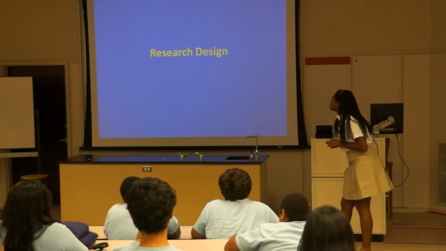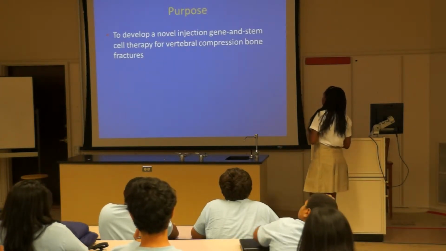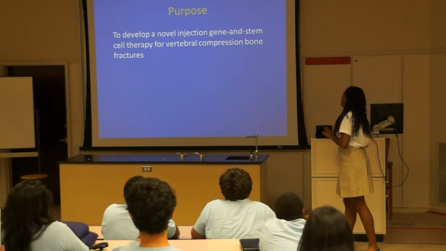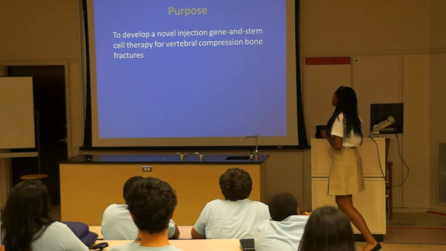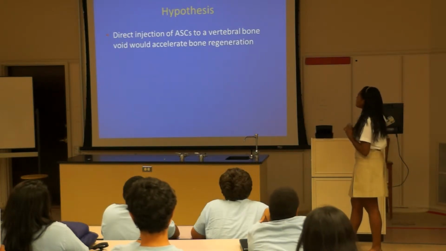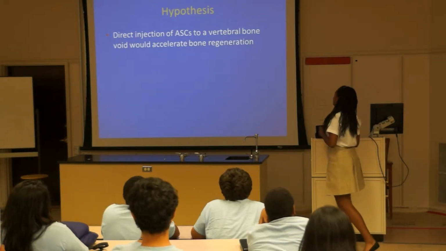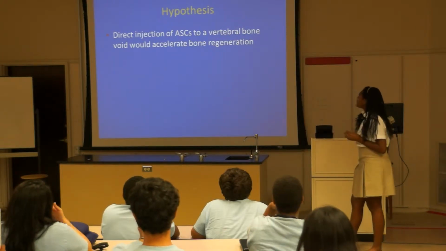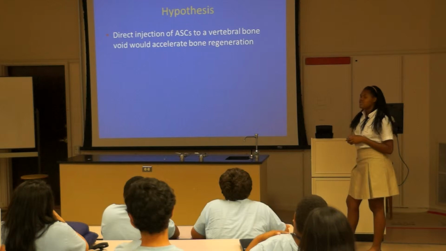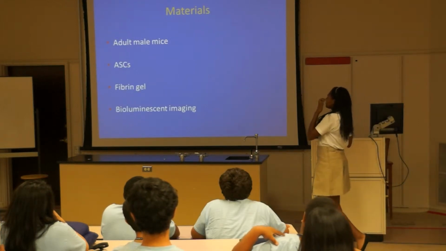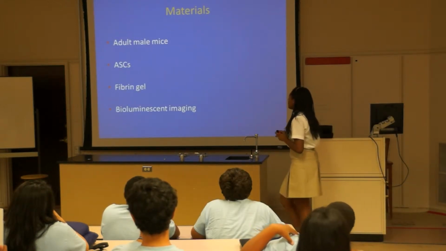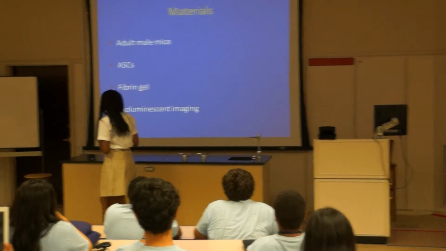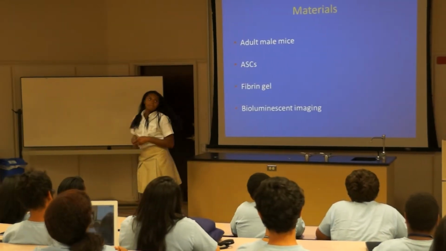So this brings me to my research design. The purpose was to develop a therapy for vertebral compression bone fractures, and they hypothesized that the direct injection of ASCs to a vertebral bone would accelerate the bone regeneration. The materials they used were adult male mice, adipose stem cells, fibrin gel, and bioluminescent imaging.